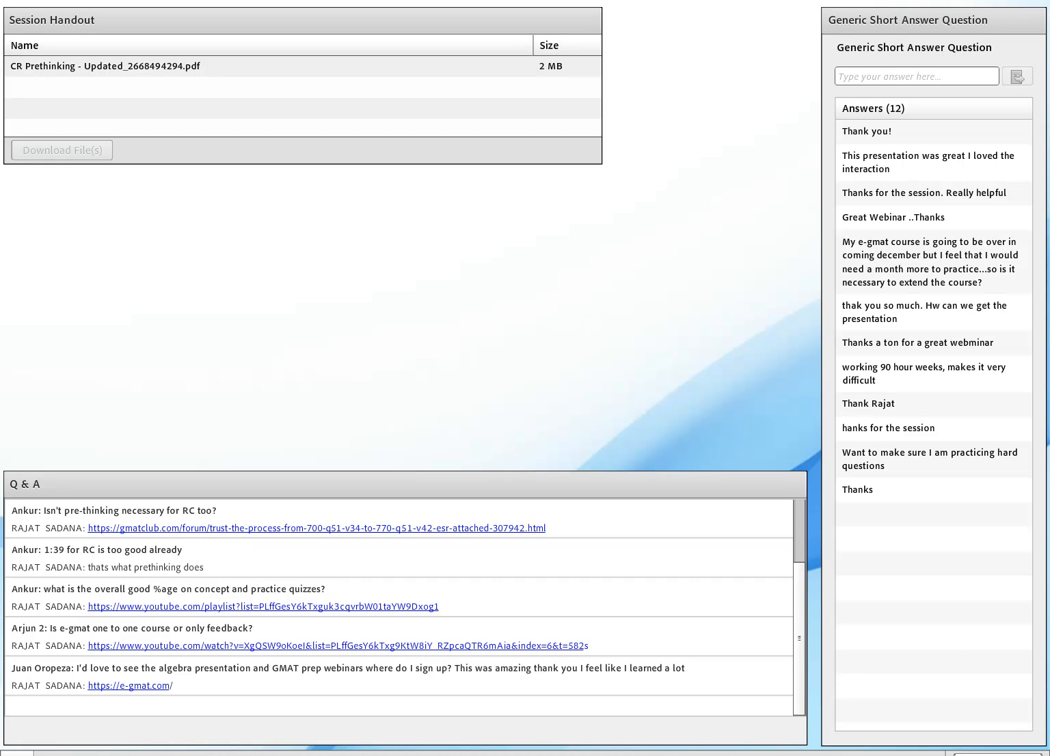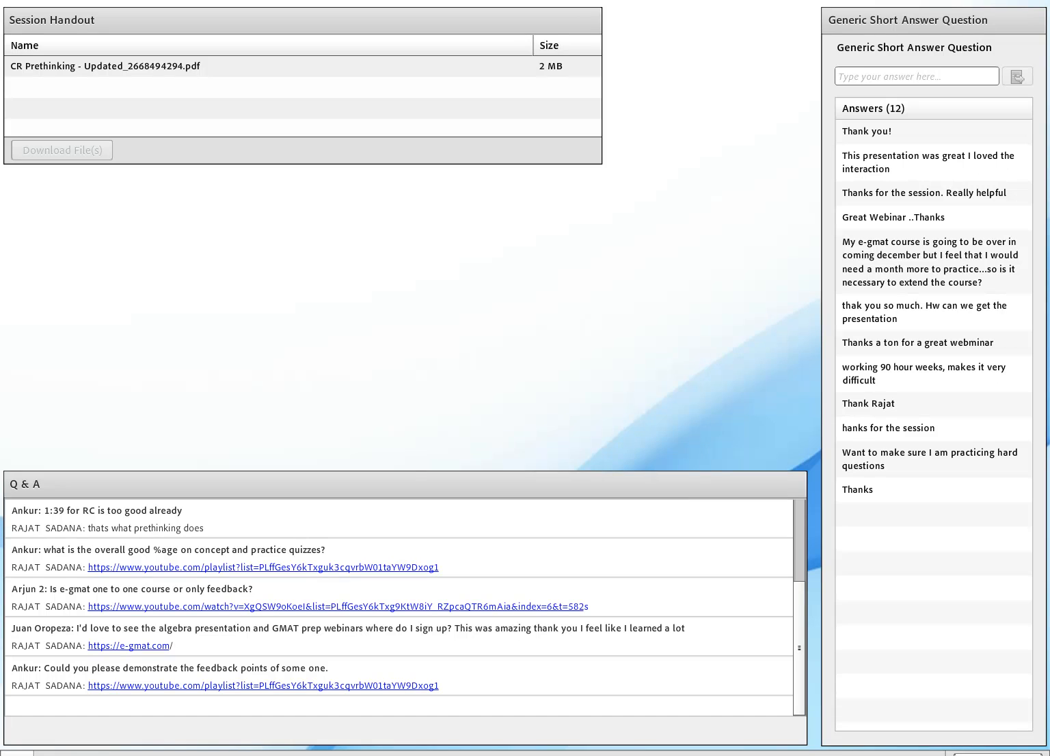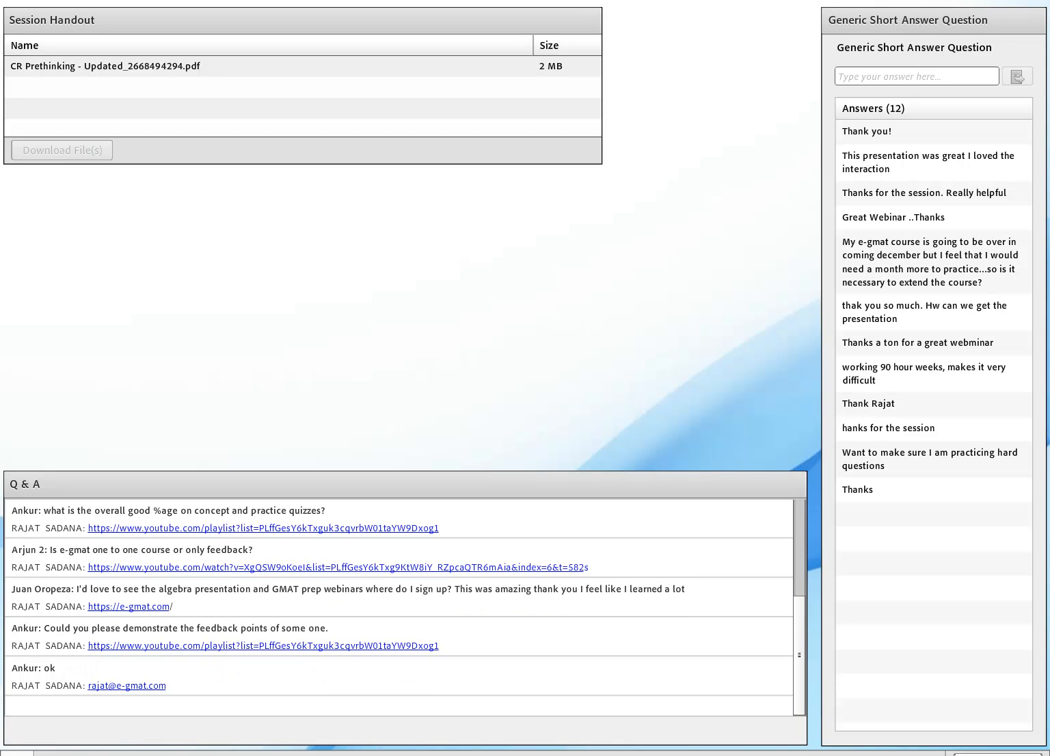Demonstrate the feedback points. I mean, Ankur, I think I sent over this link over here, data and methods. How do they lead to success? You can look at this if you want a demo of these. You can ask one of my team members. Write an email to Rajat at e-GMAT, and someone will definitely be able to do that. But again, you can really see this over here, and you can see how this powers success.